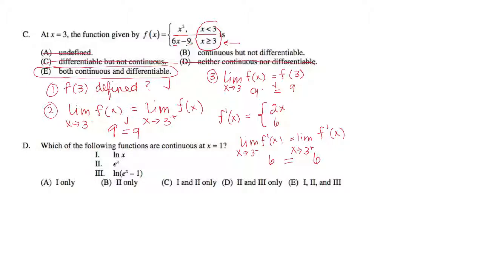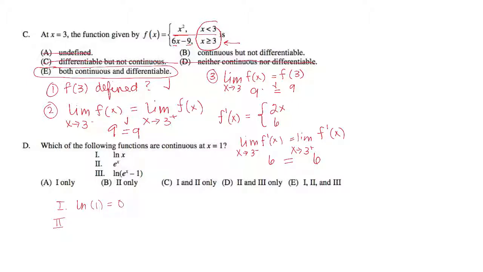All right, so for part D, we want to know which of the following functions are continuous at x equals 1. So let's go substitute in some values and see, because that's going to be really the quickest way to see whether or not we are continuous there. So let's see. For the first one, do I know a natural log of 1 value? Well, yeah, natural log of 1 is 0.